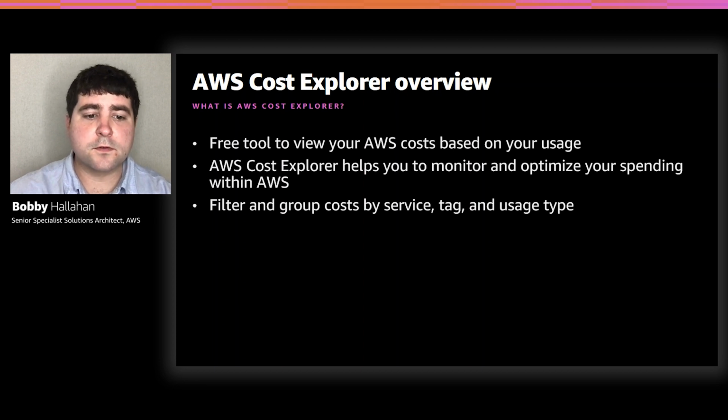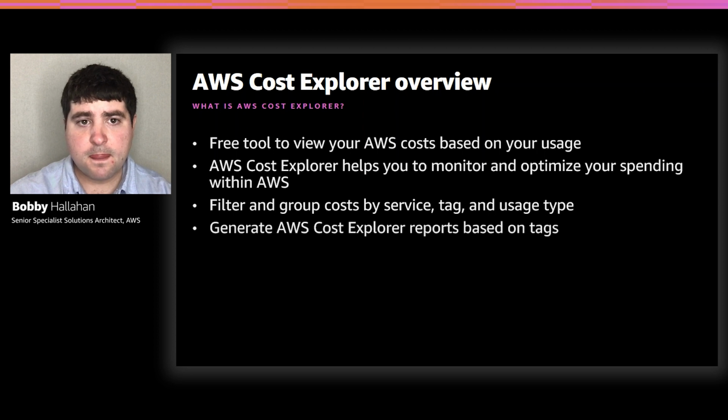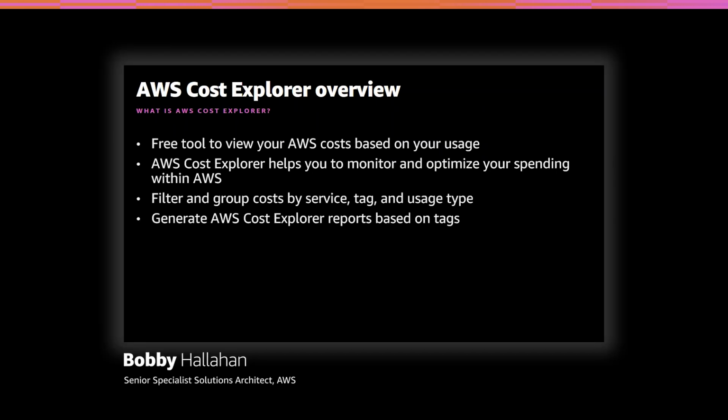It has strong filter and grouping options, so we can then filter by service, tag, AWS account, usage type, things like that. And then we can also create Cost Explorer reports based on tag values. In addition to that, the Cost Explorer supports AWS organizations. So if we have an organization with many AWS accounts, we can use the Cost Explorer to view those costs for all member accounts in our org. In addition to that, the Cost Explorer has an API that we can access programmatically, which has even stronger grouping and filtering options.